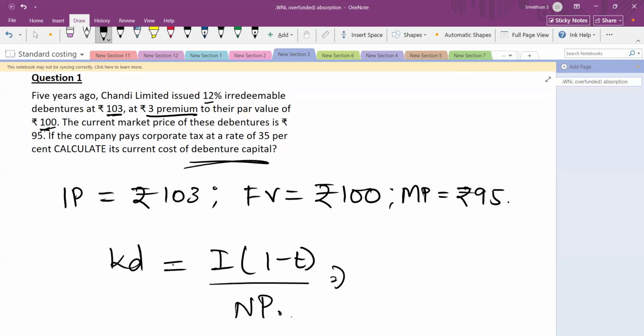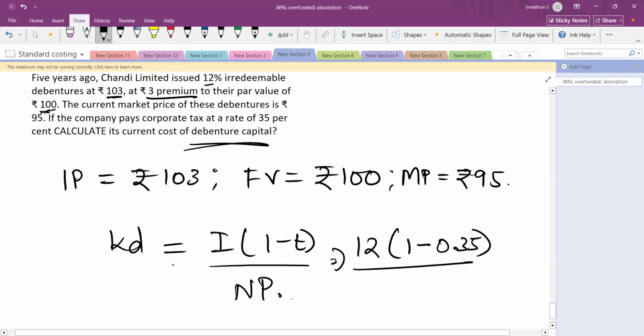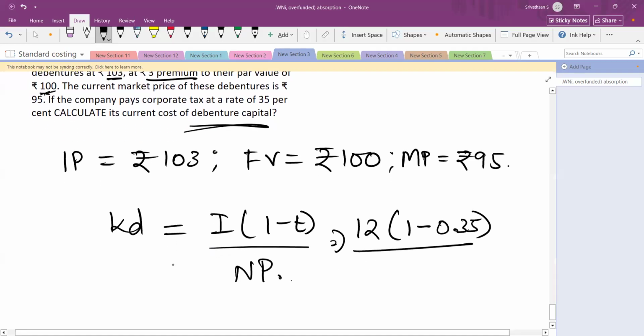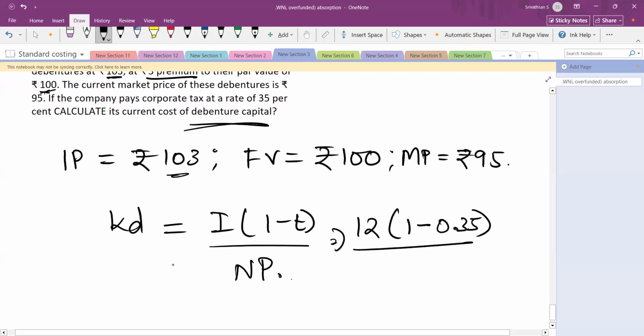So what is the amount of interest? 12% of 100, we get 12, into (1 minus the tax rate of 35%), so into 0.35, whole divided by net proceeds. So here there are three amounts available. We have issue price 103, face value 100, and the market price is 95. So which amount should we take in the denominator?